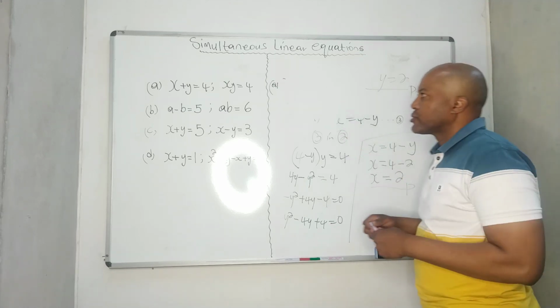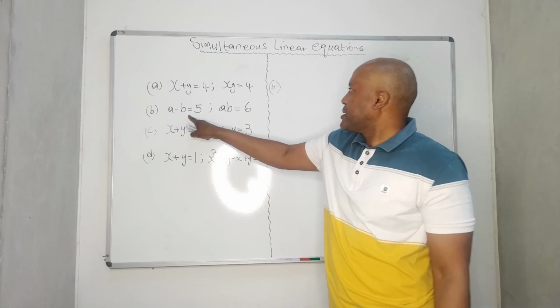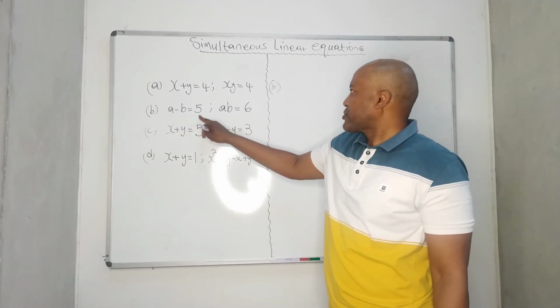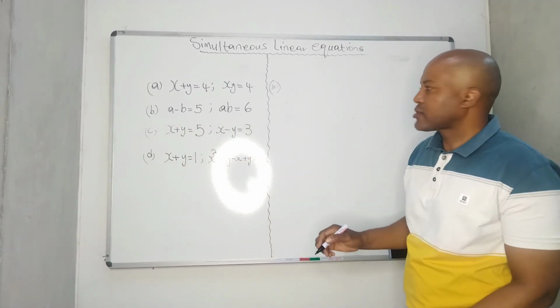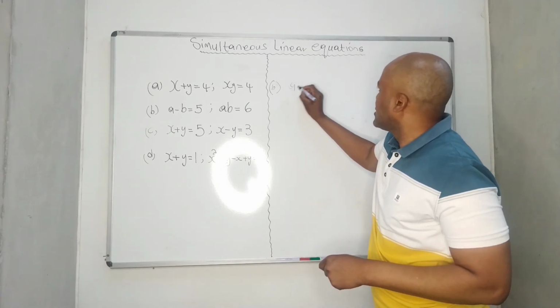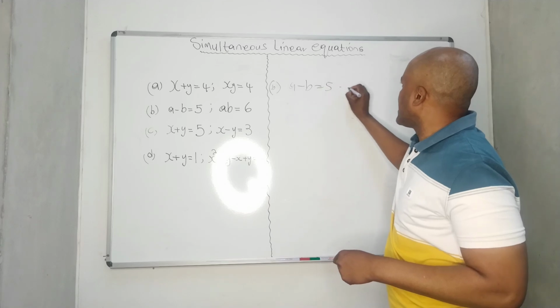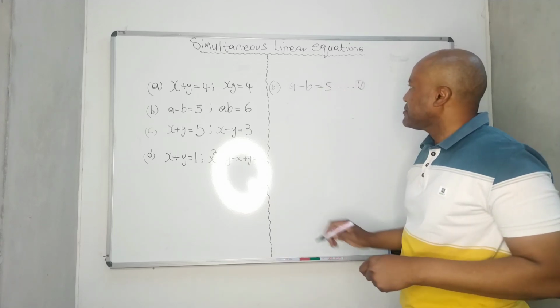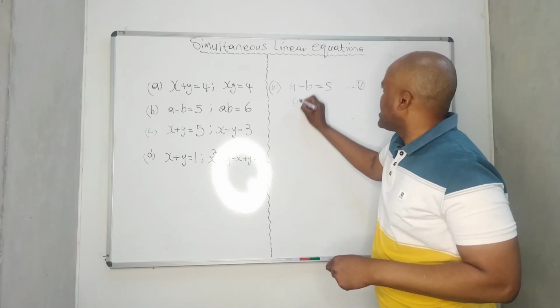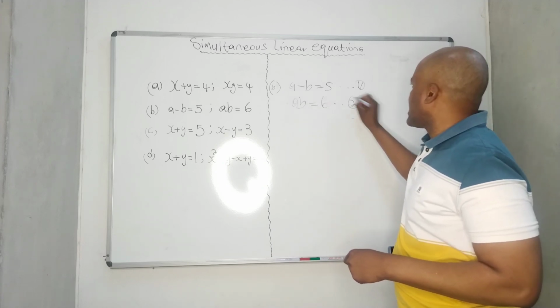So now we're going to B. Number B says a minus b is equals to 5 and ab is equals to 6. You name them first. You say, okay, a minus b is equals to 5, I can call it equation 1. ab is equals to 6, I call it equation 2.